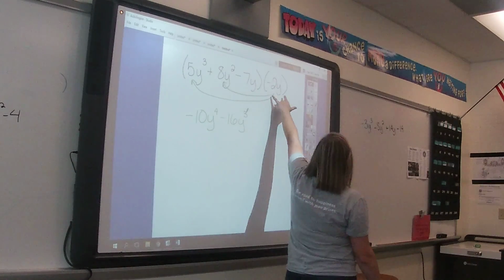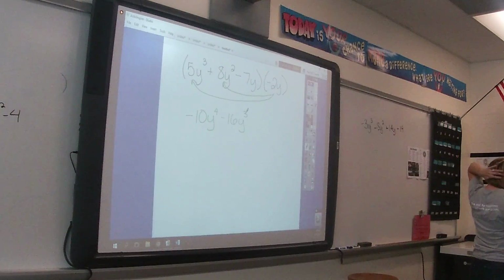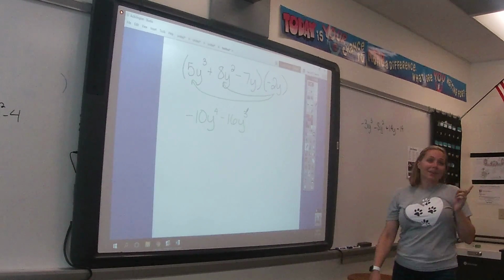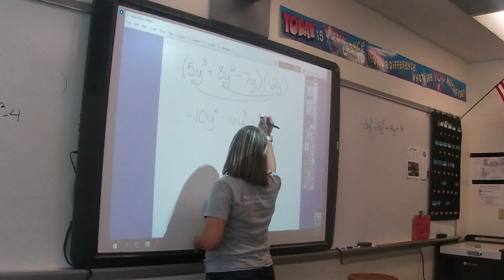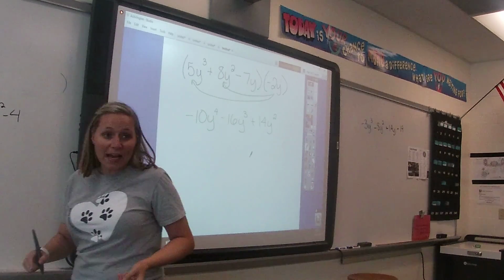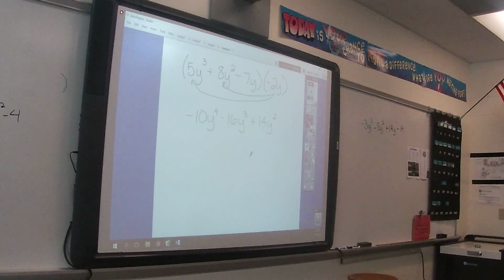Negative 7y times negative 2y gives us what? 14y squared. Right? Positive 14y squared, because they both have an exponent of 1, and we add the exponents. Okay? Questions there?